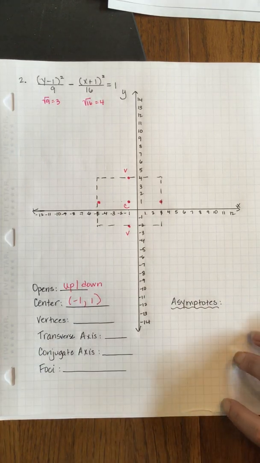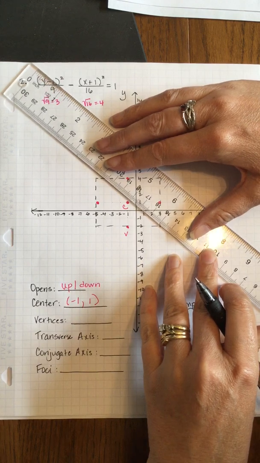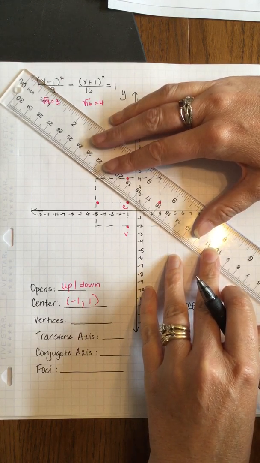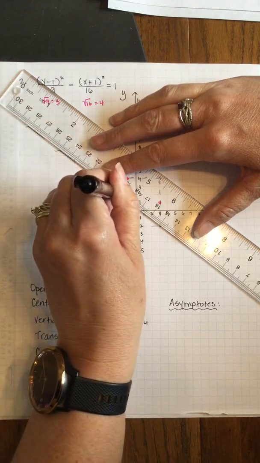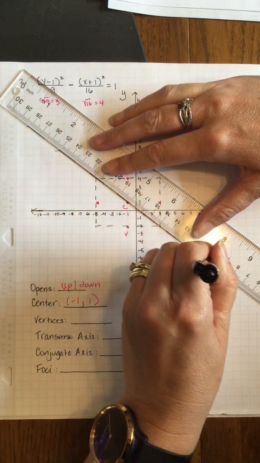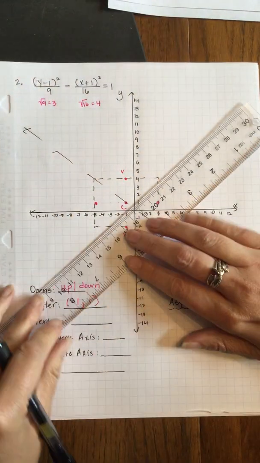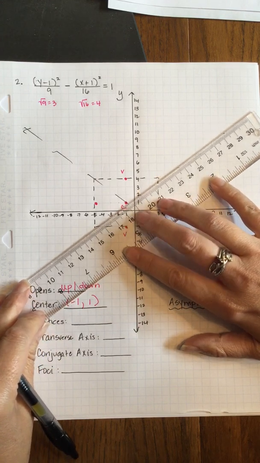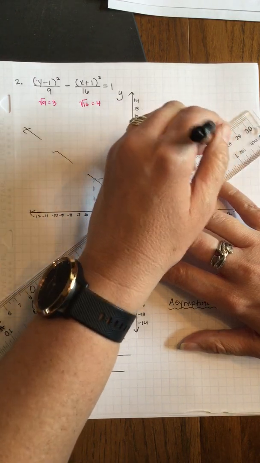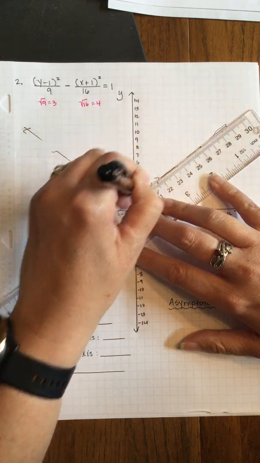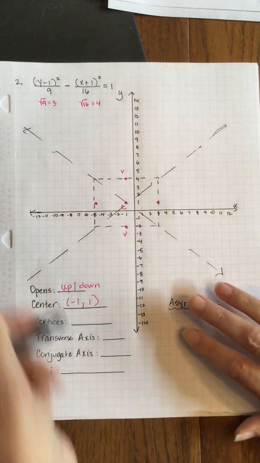There's a little bit of an art to creating a hyperbola. And now I'm going to take my ruler and I'm going to connect my corners with my center to create my first asymptote. And then I'm going to come in here and again connect the other corners with my center. And there I have my second asymptote.